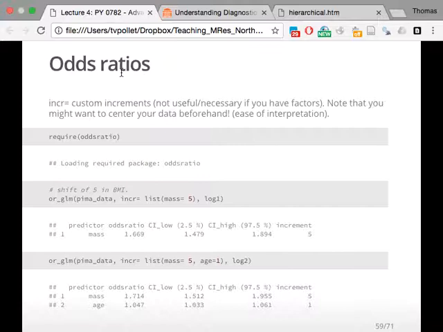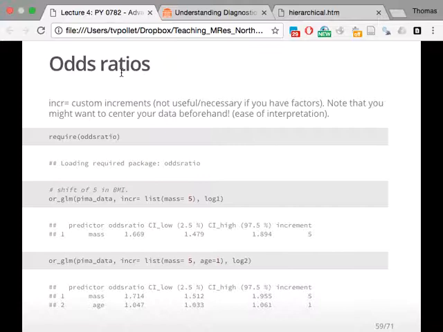Yeah. So we now apply the odds ratio package. The command is OR_GLM. We have to tell it which data to use, and then we have to list the increments we want to use. If you have categorical variables, there's no need to list increments. So if you just have male, female as an independent variable, there's no need to list them because there's only 2 values it can be.